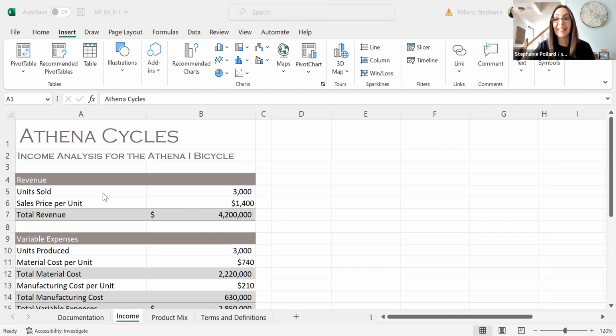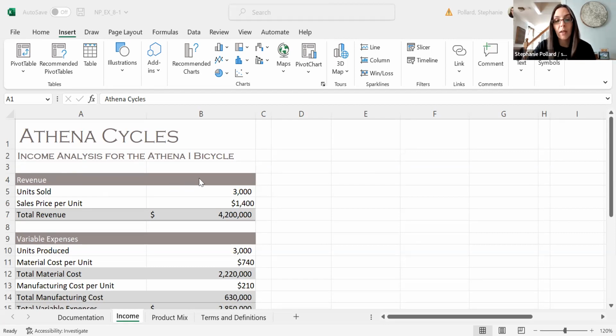Our goal is to produce exactly what we need. But realistically, you may underproduce, in which case you have a high demand, or you may overproduce, right? And in that case, you're storing units. So we're going to assume here that Athena Cycles is basically selling everything they produce. So we are taking that piece out of the equation, which does make it a bit more complicated.